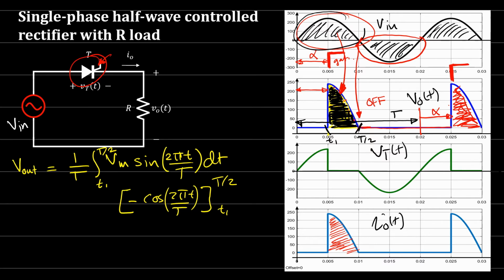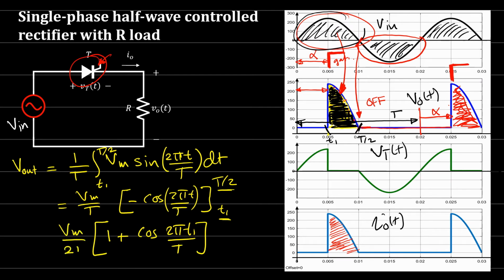V maximum is a constant, so it will be out. So this will be V maximum over T, capital. And here, if you substitute this inside the cosine, you'll find that this will be 1 plus cosine 2 pi T1 over T, times V maximum over T 2 pi. And we can say that 2 pi T1 over T is alpha.